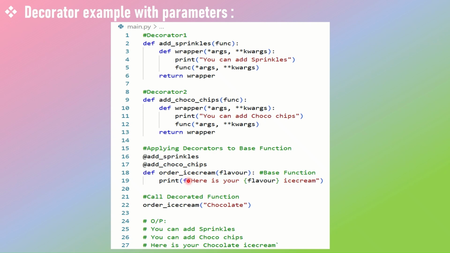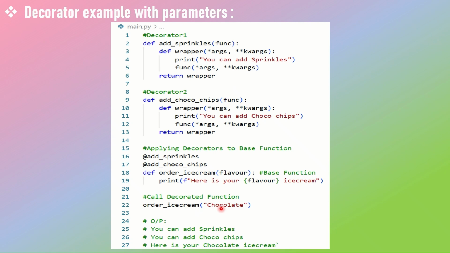What is the final step? The final step is we need to call the decorated function. So we have already decorated the base function with the decorator functions. Now we need to call the decorated function. So here the decorated function is order ice cream. I was calling this function along with passing an argument, which has the value chocolate, which is a flavor. So I was calling this function.